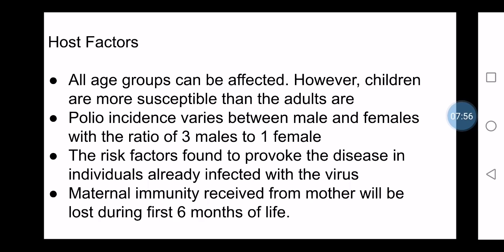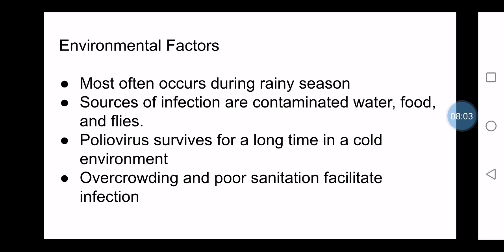So after 6 months they will lose the immunity, and again the child may have a chance to get polio. When we look into the environmental factors, we can see that it occurs most often during the rainy season. The sources of infection are contaminated water, food and flies. That's what we were telling about the risk factors. If a person lives where there is contamination of food, water and flies with this virus, then of course the person has a chance to get it.